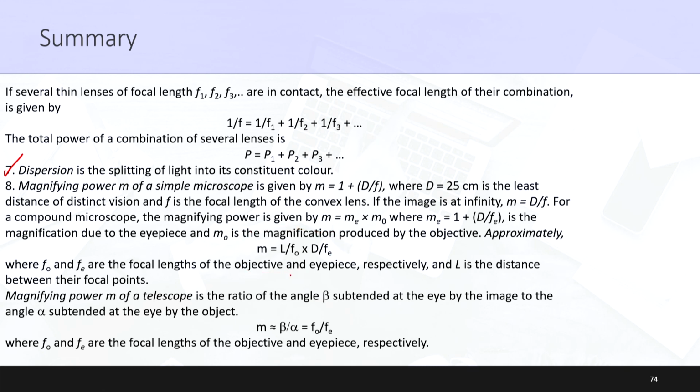Okay. So where f naught and fe are the focal lengths of the objective and the eyepiece respectively, L is the distance between the focal points, which is the tube length. L is nothing but the tube length. L is the distance between their focal points.